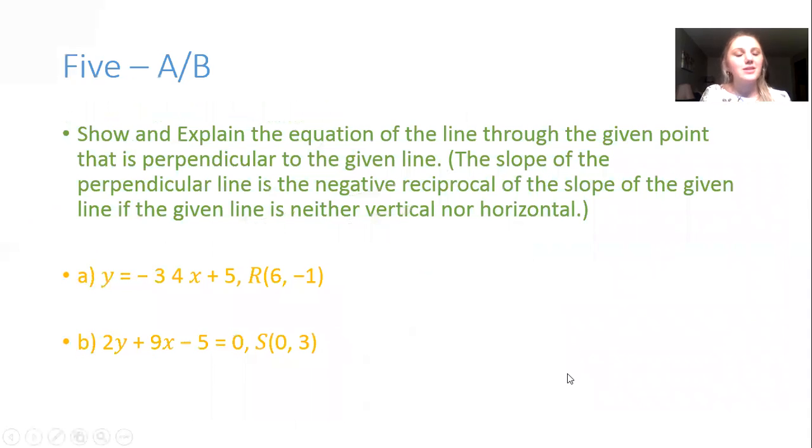All right, number 5 has parts A and B, and it asks that we show and explain the equation of the line through the given point that is perpendicular to the given line.